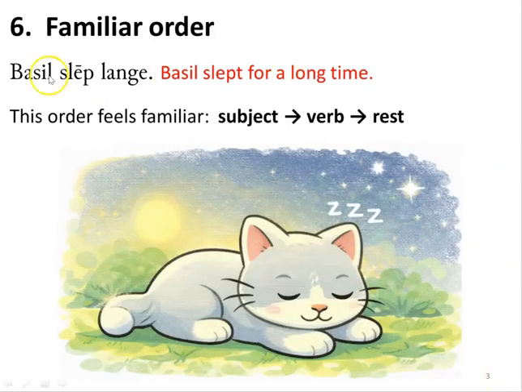All right, so familiar order. Basil slēp lange. Basil slept for a long time. So this word order is familiar because it follows modern English. Modern English, still being a Germanic language, has verb second as a result. Subject, verb, and then the rest of the sentence.